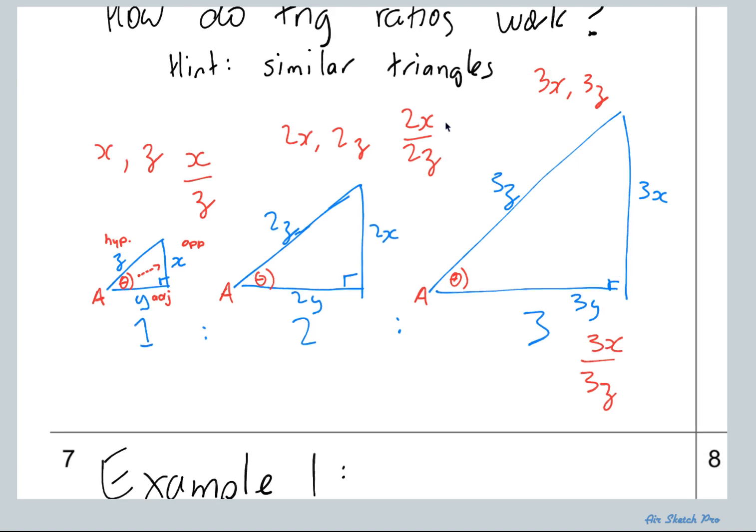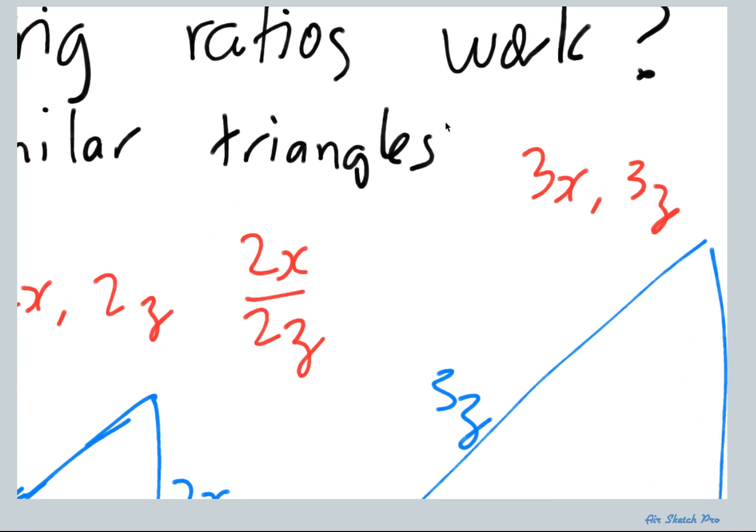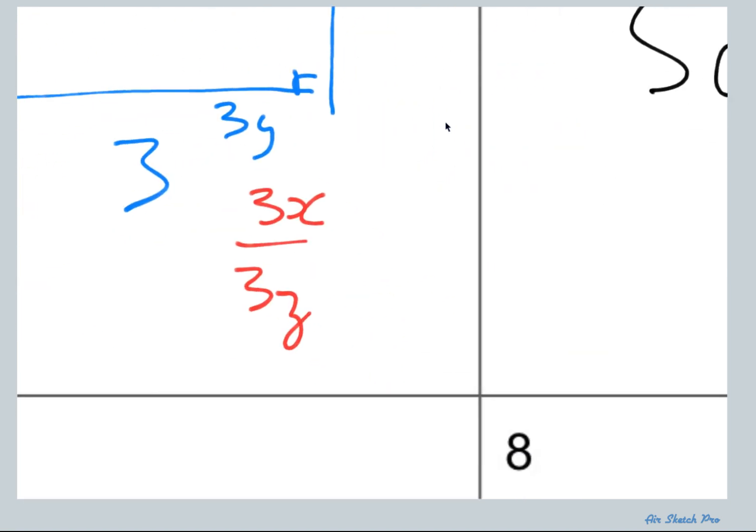I'm going to zoom up so you can see it. This ratio in the middle triangle is 2X over 2Z. Well, if I simplify that, the 2's cancel out, I get X over Z. If I do that for the third one, the 3's will cancel out this time, and I get X over Z. And you could imagine it doesn't matter what the scale ratio is, the scale will cancel down, and I'll always be left with X over Z.